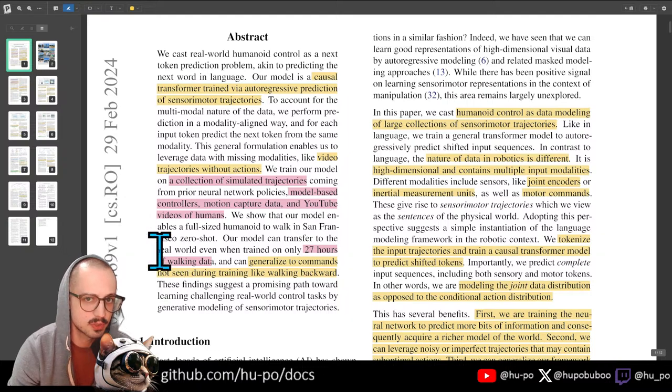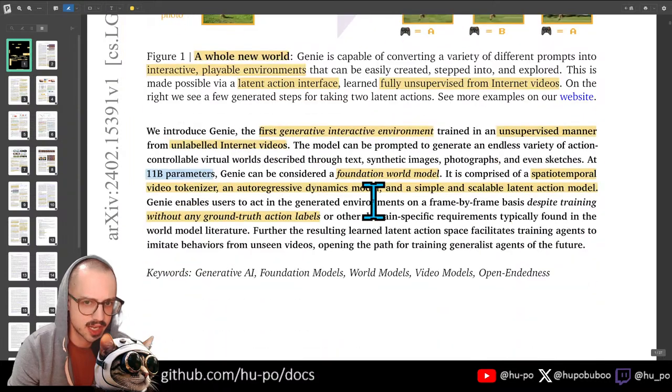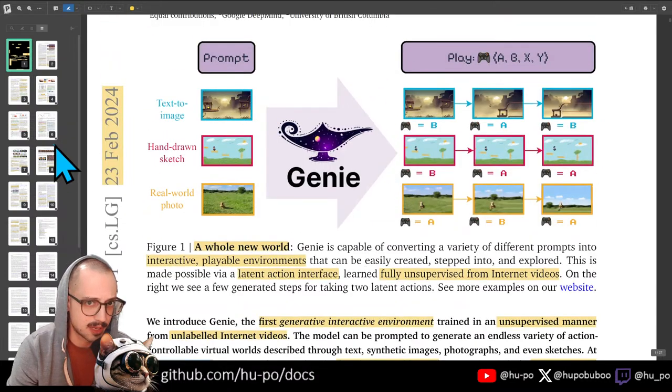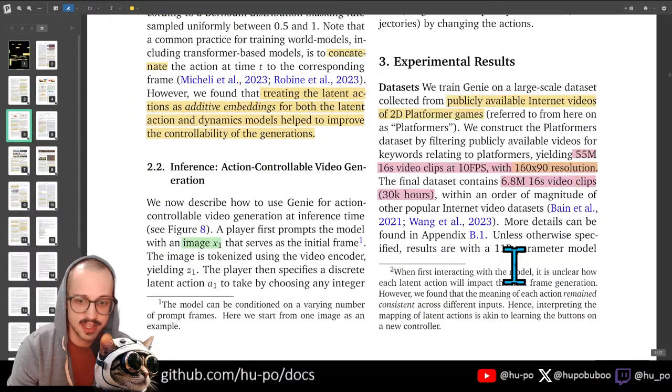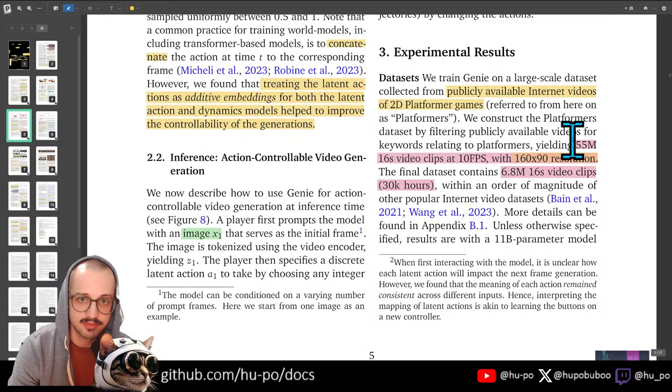Our model can transfer to the real world even when trained on only 27 hours of walking data, which really isn't a lot, right? Compare yesterday, this paper here, the Genie paper, we were talking about 50,000 hours or something like that, like 55 million 16-second video clips, right?